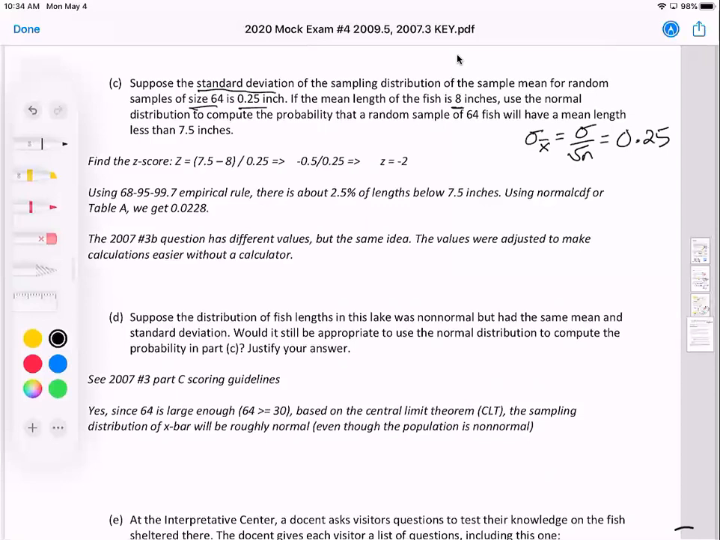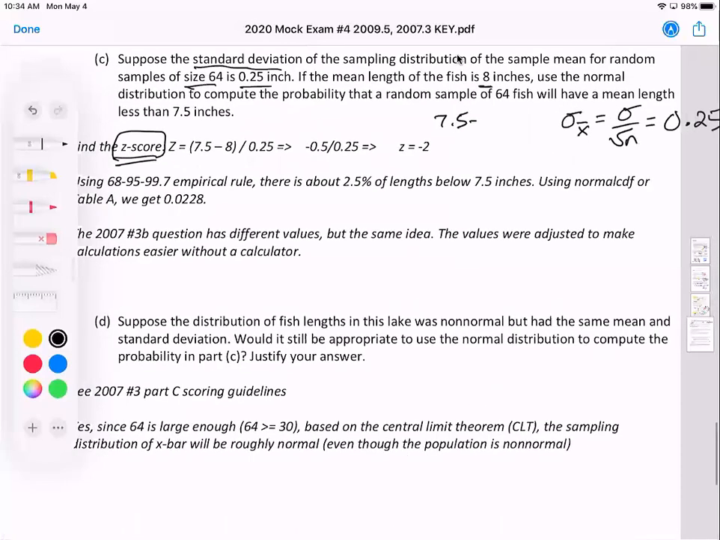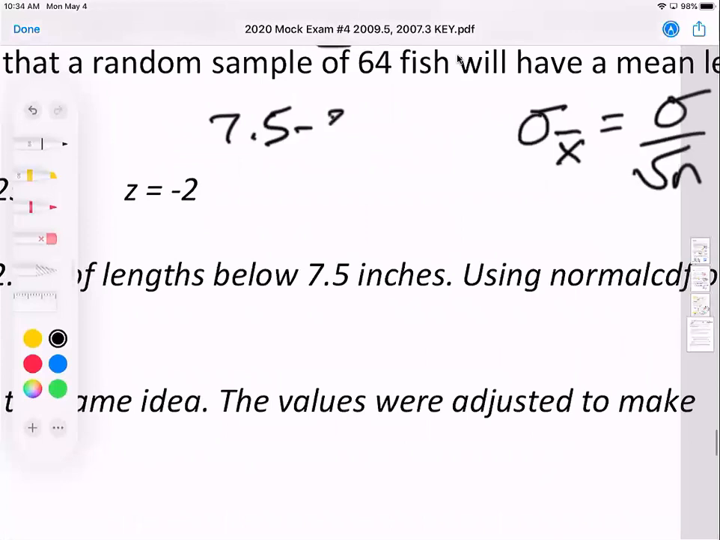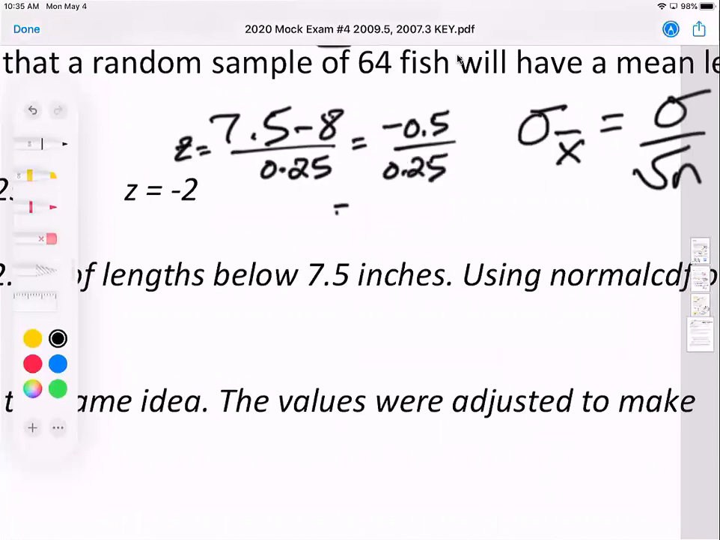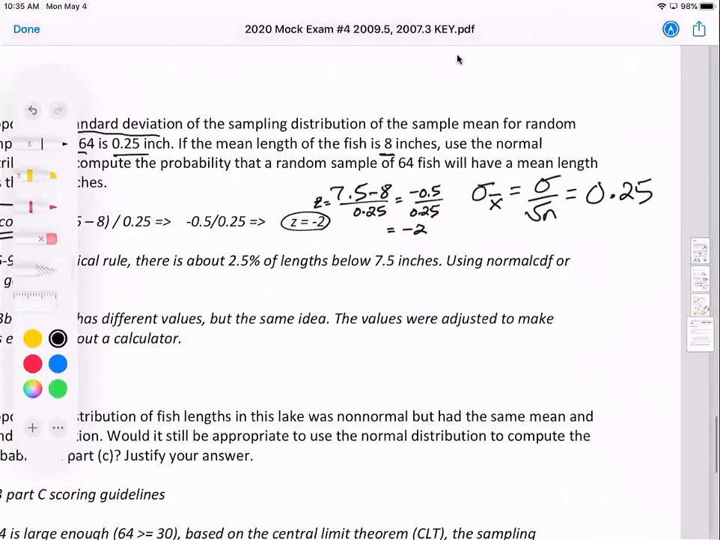So first, I had to find a z-score in here. So z-score, we have our boundary is 7.5. Our mean is 8. And our standard deviation of our sampling distribution is 0.25. So that would be negative 0.5 divided by 0.25. These numbers are pretty reasonable to do without a calculator. That's why I chose them. So we get a z-score of negative 2.